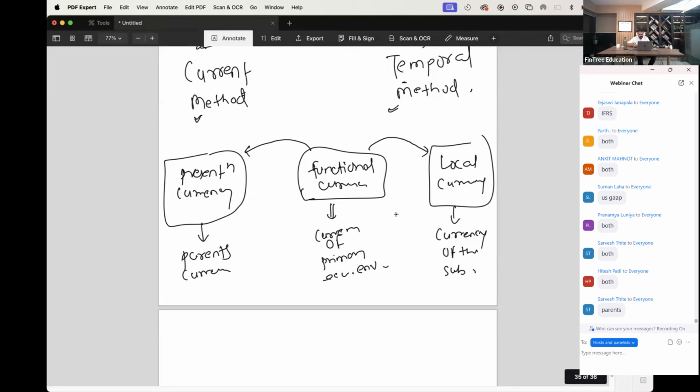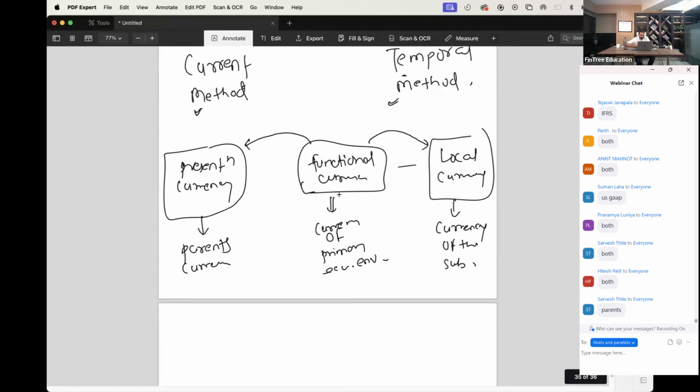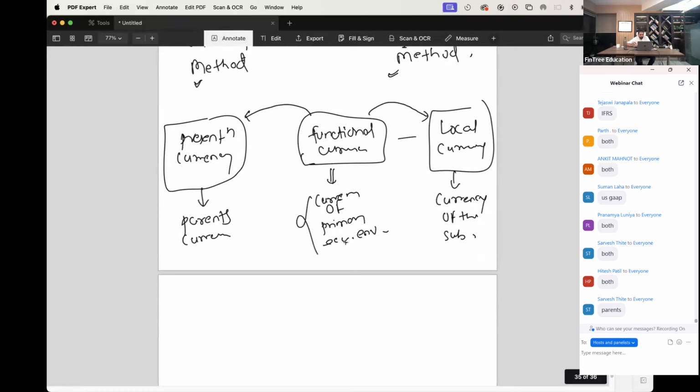Okay, but in most of the cases, this functional currency is either the same as the local currency, or the same as the parent's currency. Depending on that, your accounting method changes. Now, what do you mean by primary economic environment?